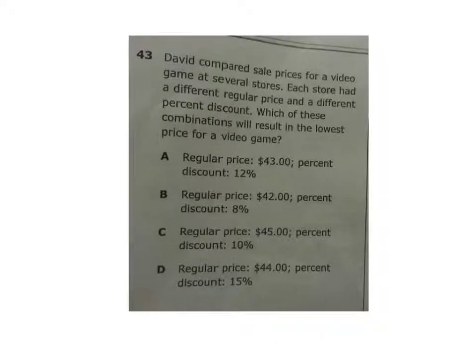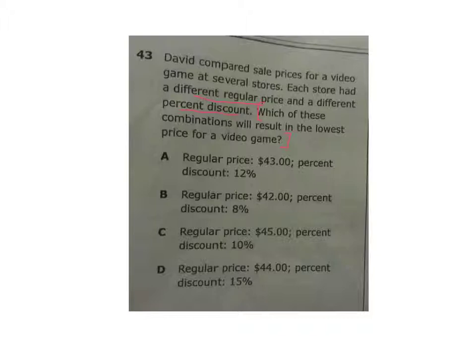Okay, so we're told in this question that David is comparing sale prices for a video game at different stores. And each store has a different regular price and a different percent discount. So the question they're asking is which of these combinations will give us the lowest price for a video game? And so if we just look at a couple of the options, we'll see what they're talking about.